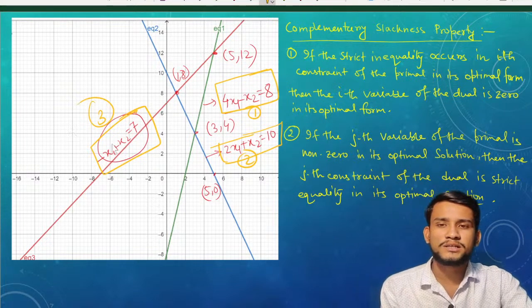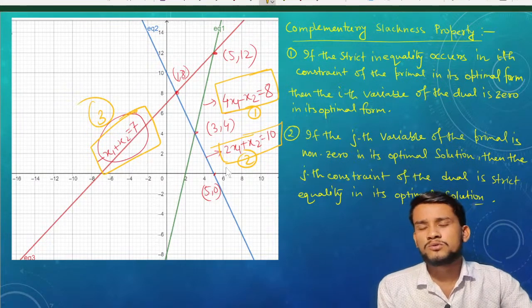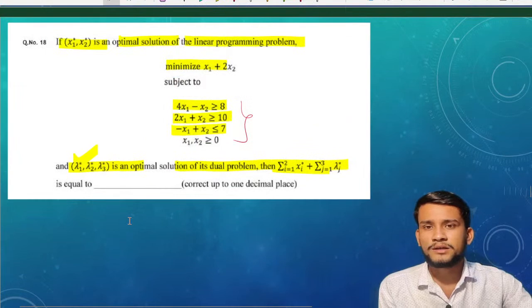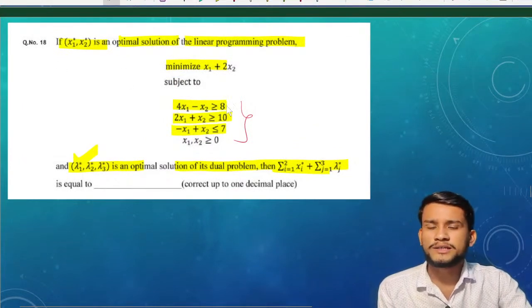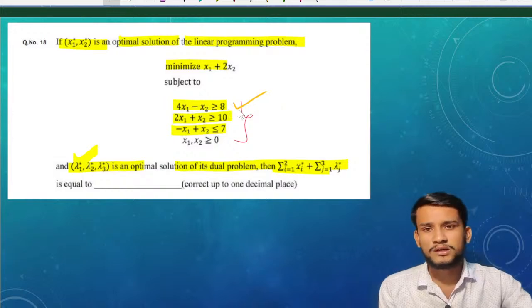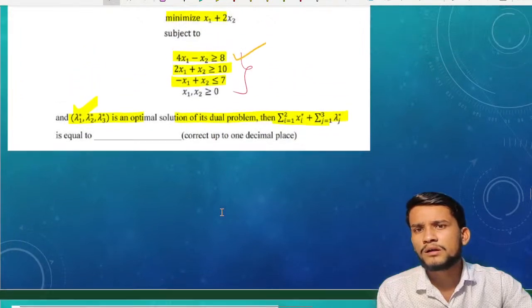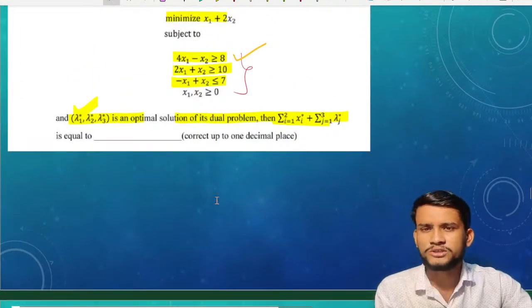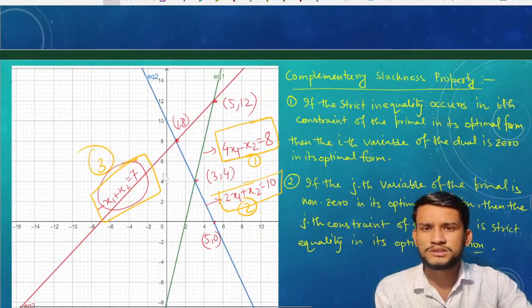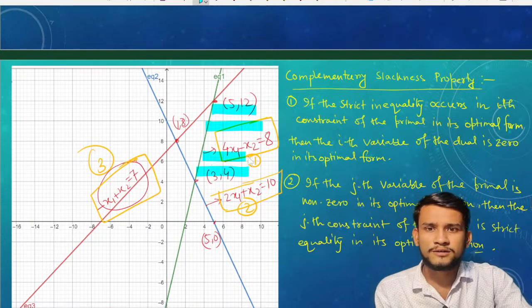Okay, so these three are the constraints and the equation. First we see 4x1 minus x2 greater or equal to 8. If we put (0, 0), this is not satisfied, so that means the region is opposite to the origin. So this is equation 1. That means this side is the region of this line.